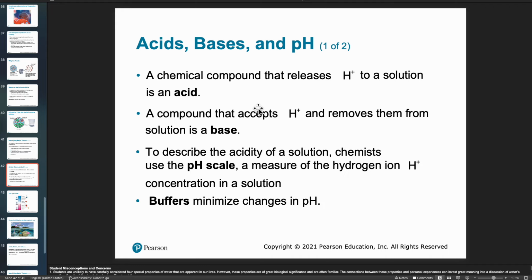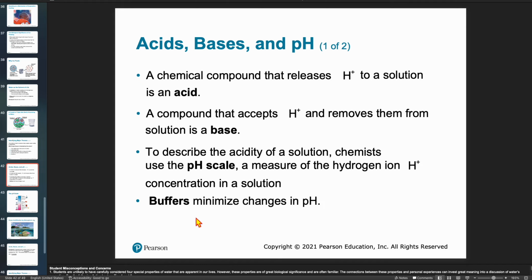Something that has a base is the other way around. A base has more hydroxide, and hydroxide is OH. So it has more hydroxide and it has less hydrogen ions. Then we have a pH scale. Now the pH scale is a log scale, and I'll explain that on the next slide. It always measures the amount of hydrogen ion. That's what it's really doing. It's measuring the amount of hydrogen ion.